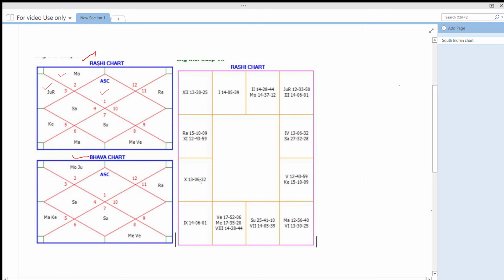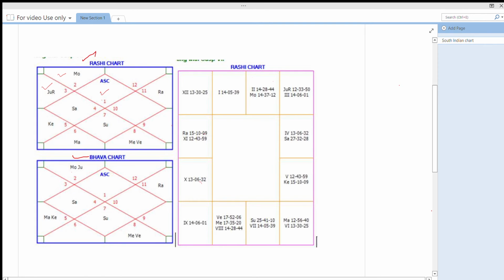But the difference between the Rashi chart and the Bhava chart: you see that in the second house, in the Rashi chart we have only the Moon, but in the Bhava we have the Moon and Jupiter. In the Rashi chart, we have Jupiter in the third house, and in the Bhava chart our third house is empty. In the fourth house, we have only Saturn in the Rashi chart. In the fifth house, we have Ketu, but in the Bhava chart we have Mars and Ketu here. So you will find out later on why this happens.